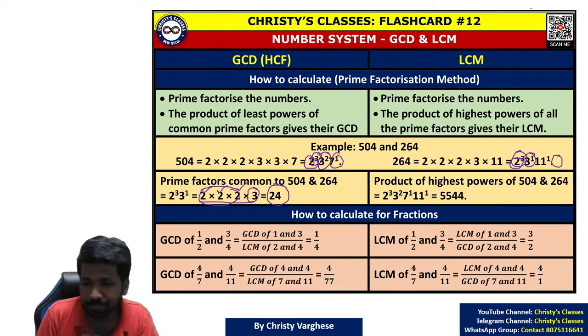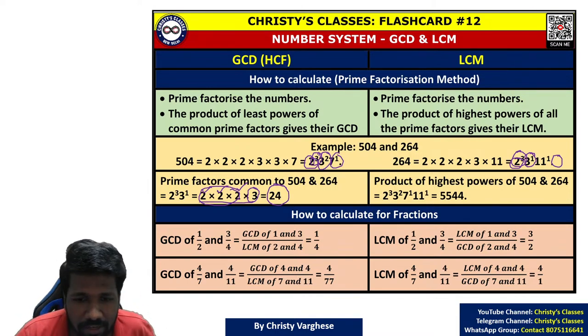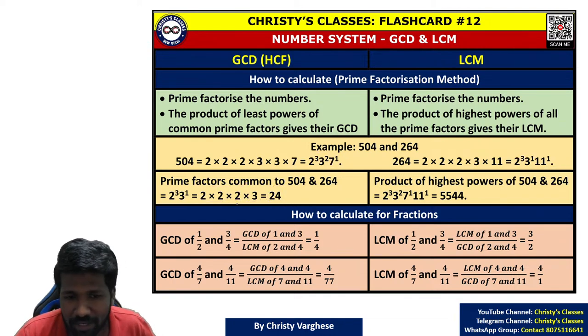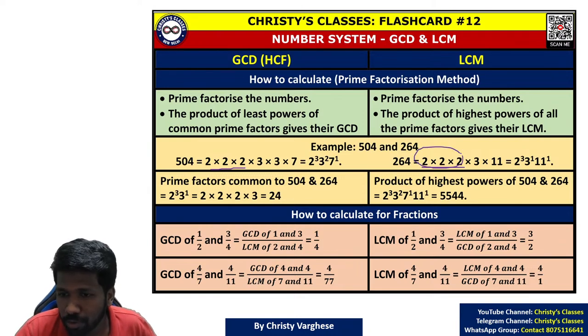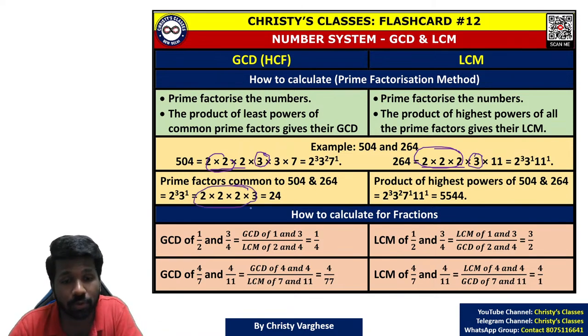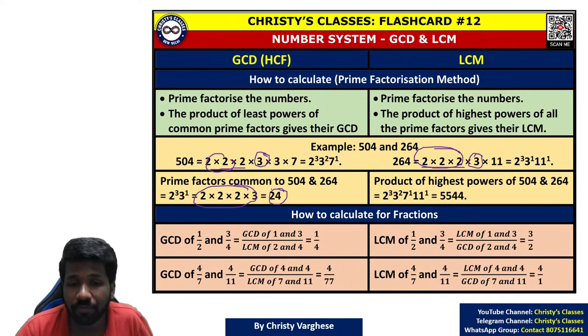So in the case of highest common factor, we took the common factors only. Here 2, 2, 2, and here 2, 2, 2, so we took those. Here 3 is there, 3 is there. So you took 2, 2, 2 and 3. 2 into 2 into 2 into 3 will be 24.